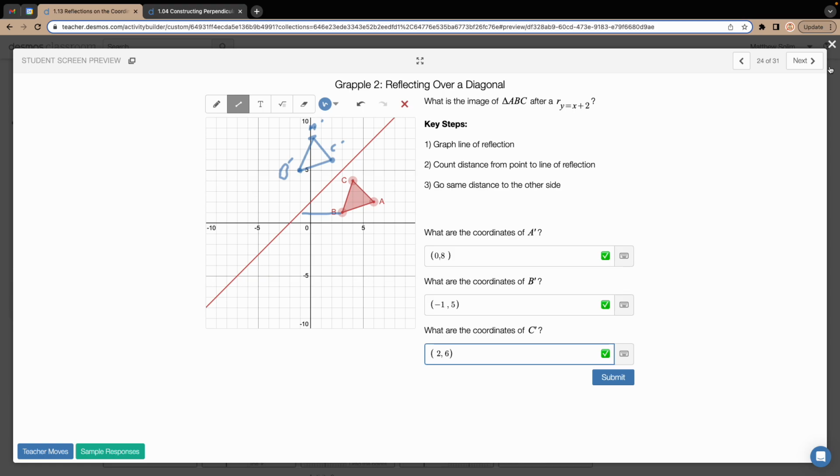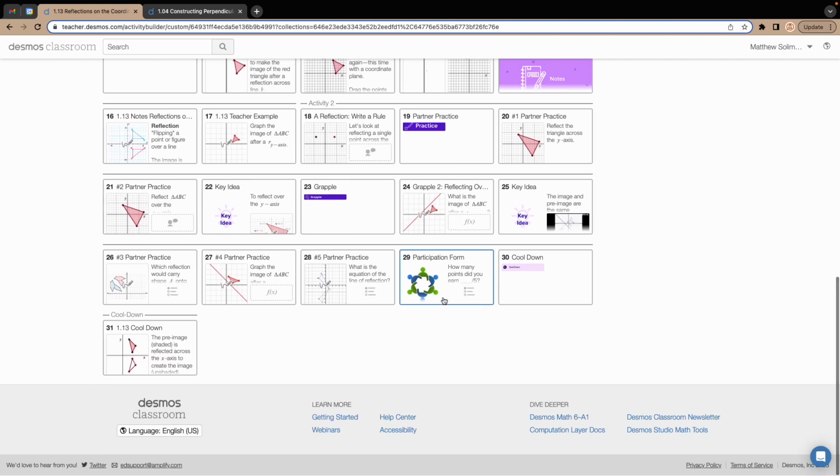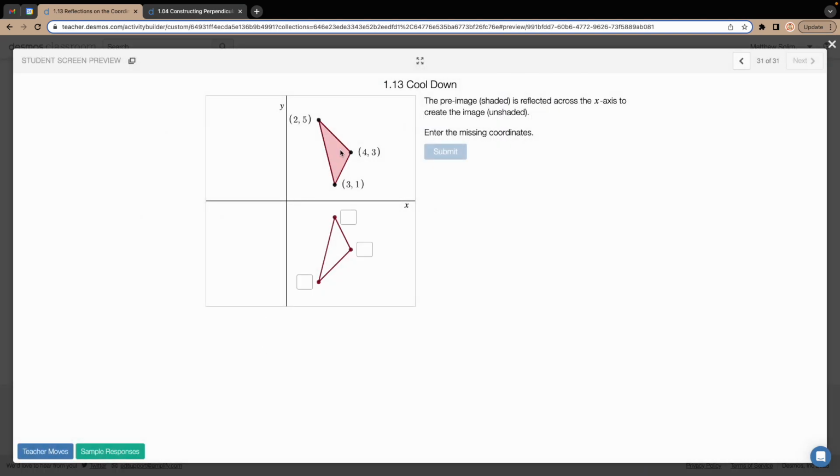All right, so try that cooldown. It looks like this. What are the coordinates of this point when we reflect it? It's at (3, 1). What is it here? Give it a try. Good luck.